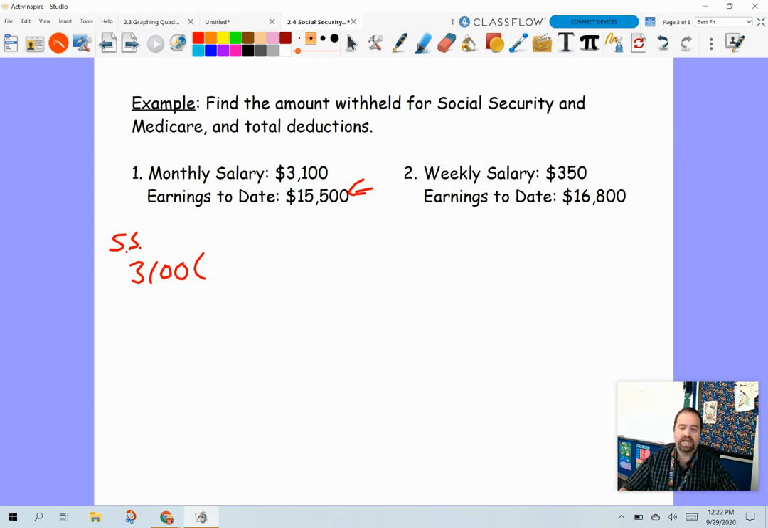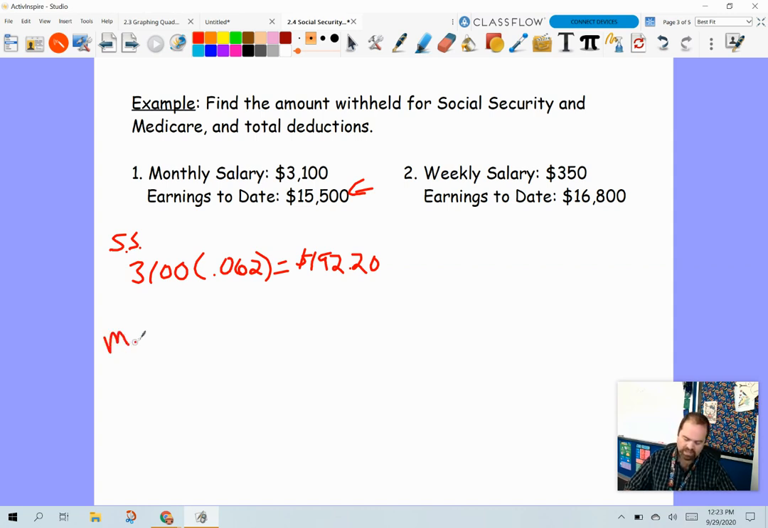But we're just going to go with the calculations for whatever this is given. So this is a monthly salary versus number 2 is a weekly salary. It doesn't really matter. I'm going to take the dollar amount times the percentage rate. So the Social Security was the 6.2%. When I do my math, I'm going to make that 0.062. 3,100 times 0.062. Grab your calculators. That is $192.20. Okay, that is a month paid to Social Security.